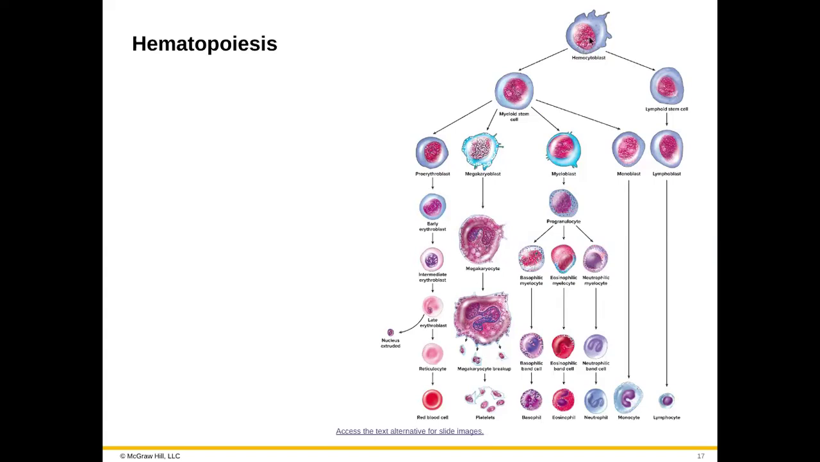One of the cells of the division will stay a hemocytoblast. This is just showing the pathway that the one cell can go through. It can either become a myeloid stem cell or a lymphoid stem cell. If it becomes a lymphoid stem cell, it can turn into a lymphoblast, which will then form a lymphocyte.